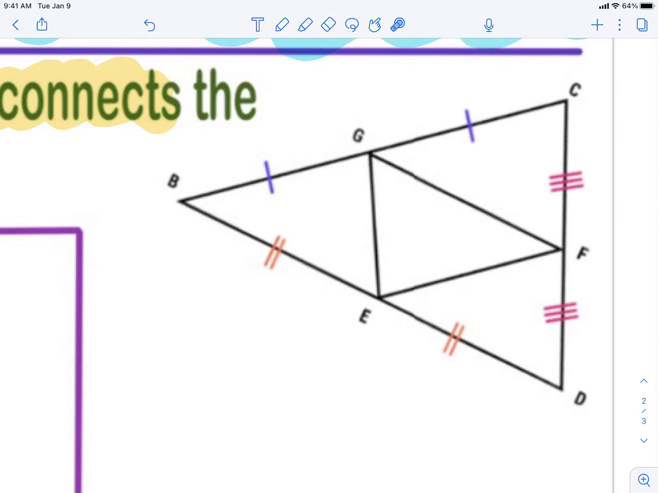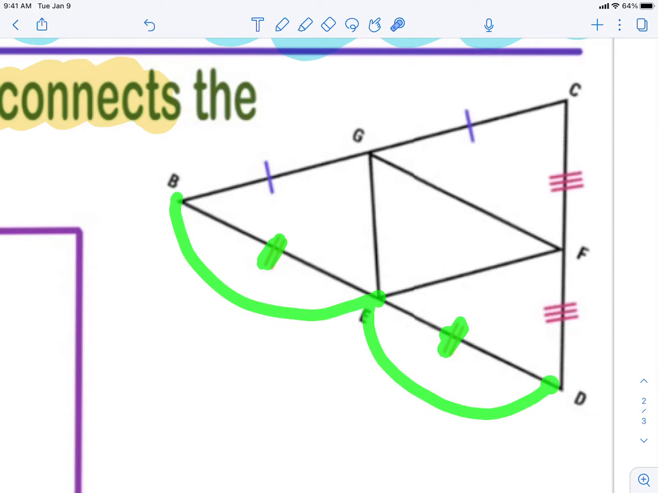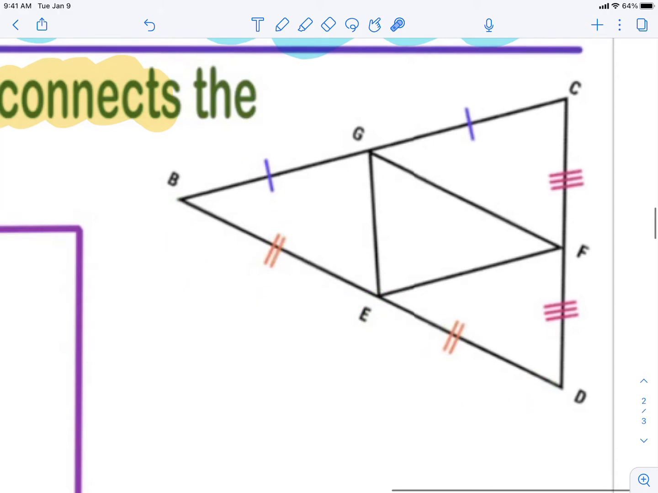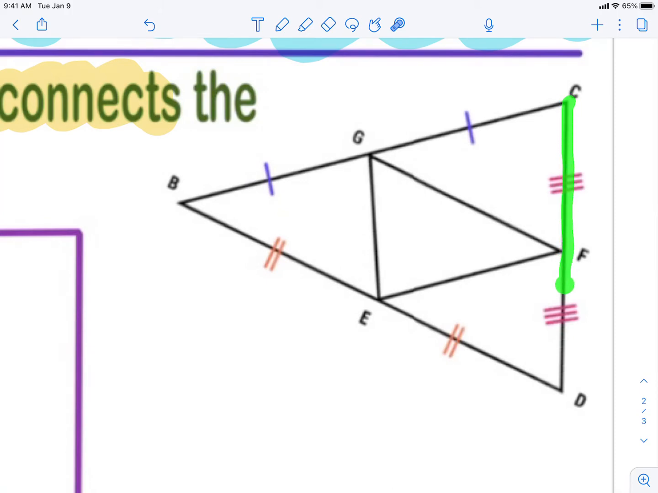Now, I also have between B and D, E is the midpoint between B and D. I know that because I have double dashes here and here. That means that from B to E is the same as from E to D. Finally, on this third side of the triangle, from C to D, F is the midpoint because I have these triple dashes. That means that from D to F is the same as from F to C.